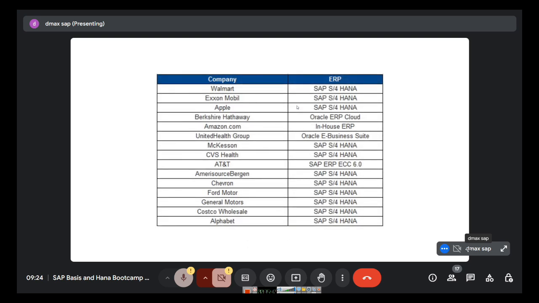So these are the companies which we have in the market currently using ERP. If you see Walmart, they have SAP. If you see Exxon Mobil, which is the top one, it is using S/4HANA. Apple is using SAP S/4HANA, and this is the organization which is using Oracle ERP. Out of these many, you can see only Oracle is here, and Amazon is using their own ERP, and United Health Group is using Oracle Business Suite. Remaining, almost all, are using SAP only. So these are the companies which are examples for this one.